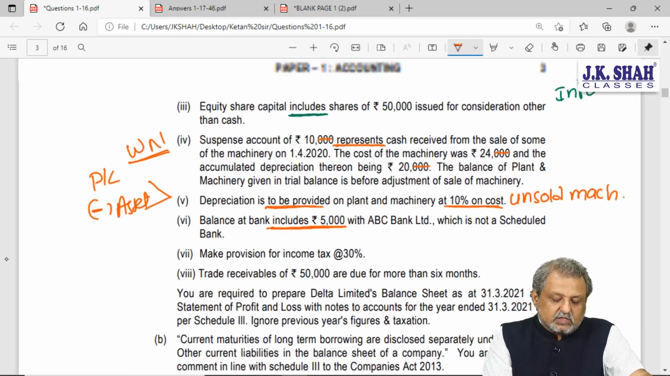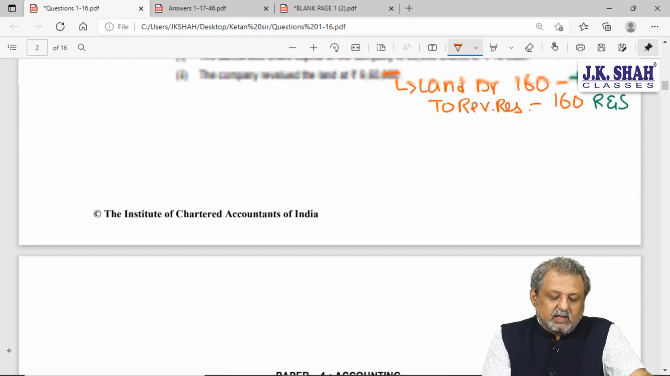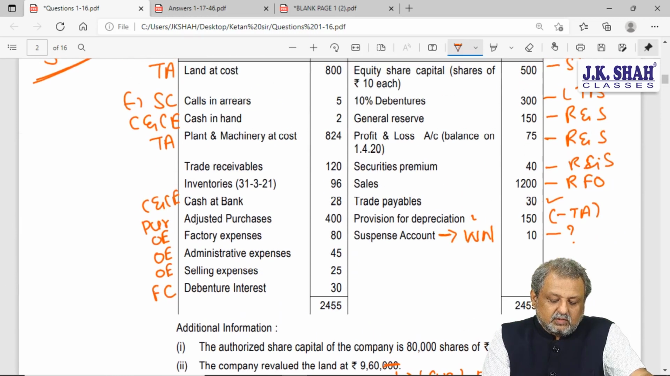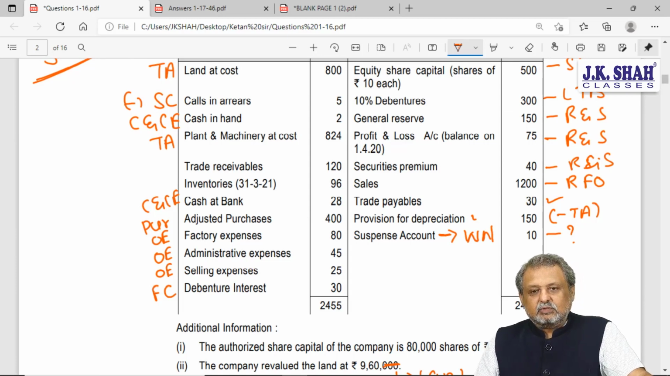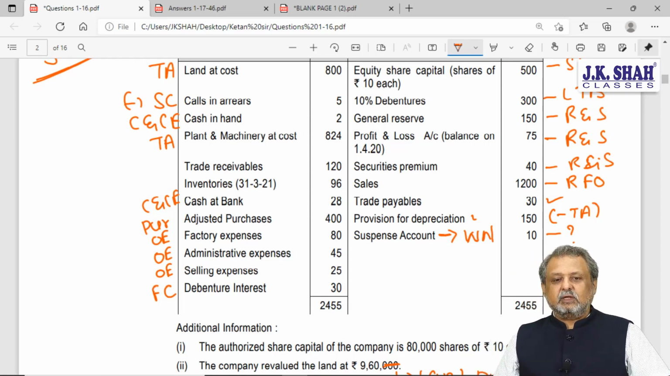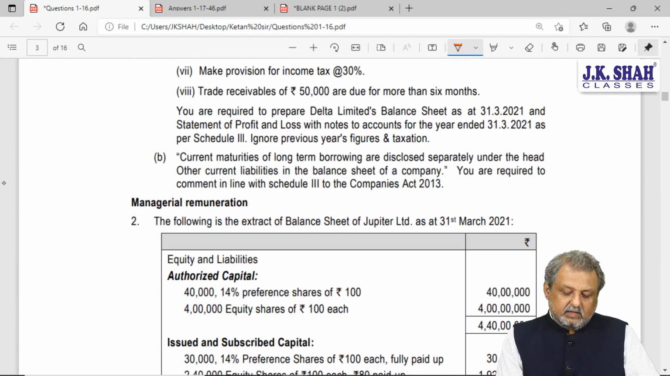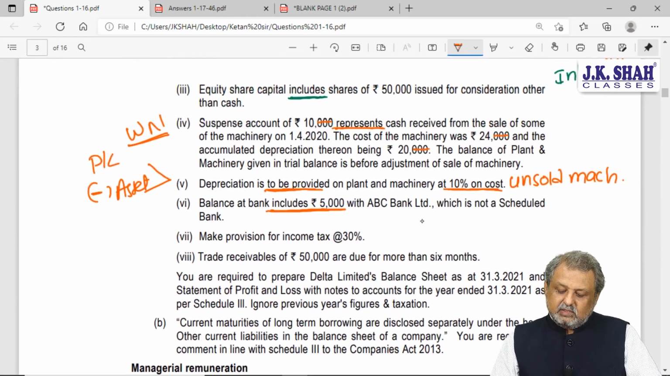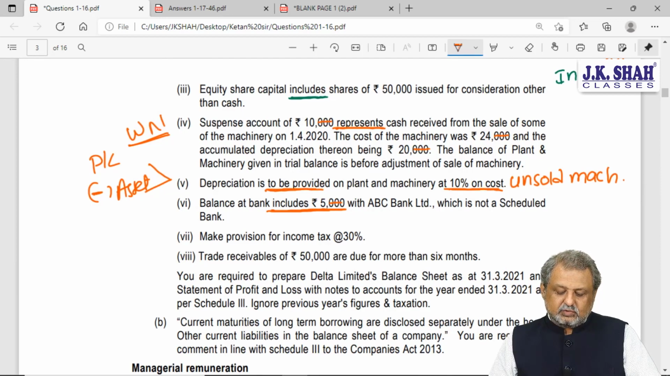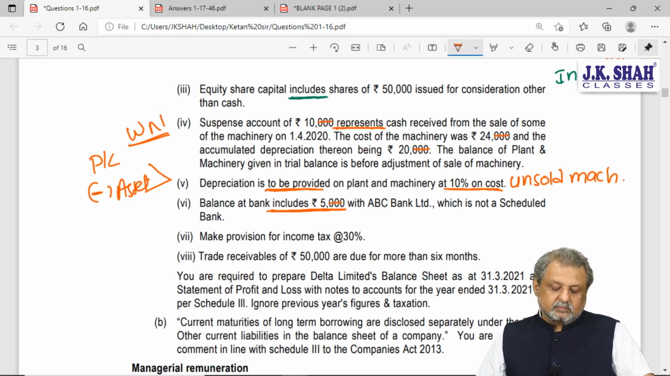So it is just information about the bank balance given to you in the trial balance. Bank balance is given to you as 28. So when you write it in notes to accounts, you just have to show the bifurcation. That cash at bank, out of that, with ABC Bank Limited unscheduled bank is 5. Cut the zeros. Remaining is others.